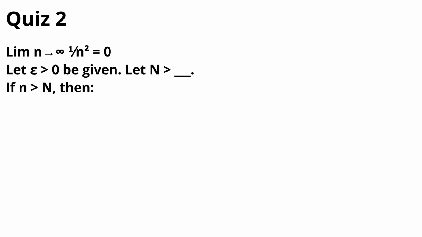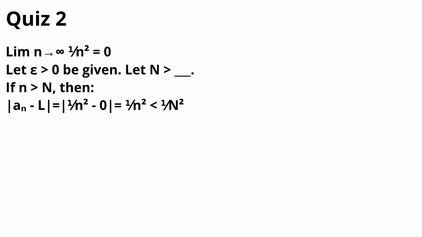If n is greater than capital N, then the absolute value of an minus L is going to be equal to the absolute value of 1 over n squared minus 0. And that reduces to 1 over n squared because 1 over n squared is always going to be positive, so we can simplify that nicely. And then, because n is greater than capital N, 1 over n squared is going to be less than 1 over capital N squared, and that's where we're going to have the inequality in here.